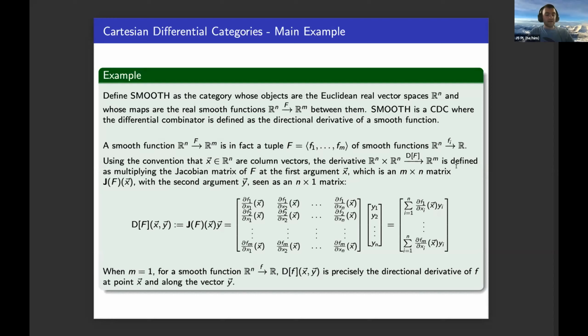When you work that out, you obtain a column vector whose coordinates are the sums of the partial derivatives. In the special case where m, the codomain, is equal to 1, then what you obtain is precisely the directional derivative of f at point x along the vector y.